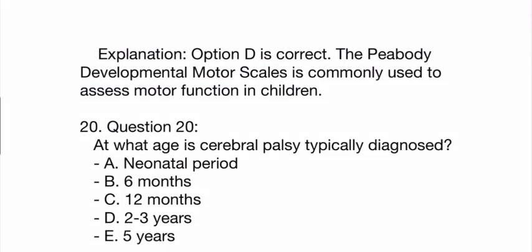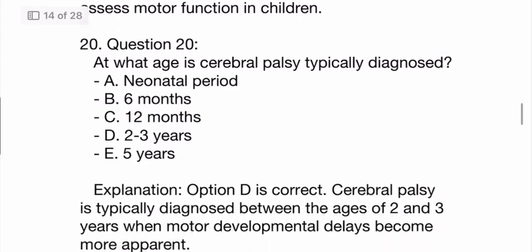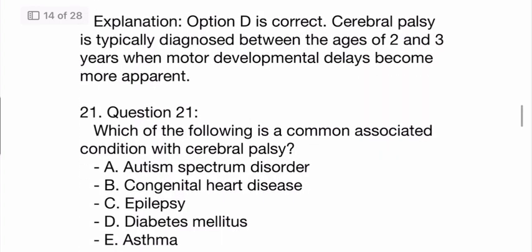20. At what age is cerebral palsy typically diagnosed? A. Neonatal period. B. 6 months. C. 12 months. D. 2 to 3 years. E. 5 years. Remember what I said: with CP, primary reflexes persist and motor developmental milestones delay. So you are going to diagnose this at a time where primary reflexes should have disappeared and motor milestones should have kicked in, which is usually about 2 to 3 years. So, 2 to 3 years.